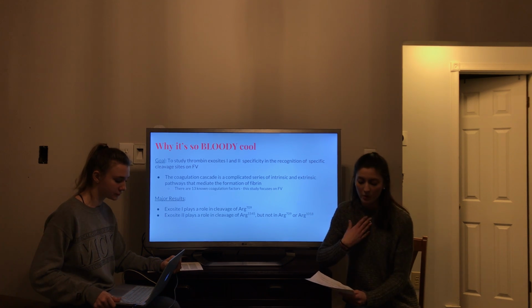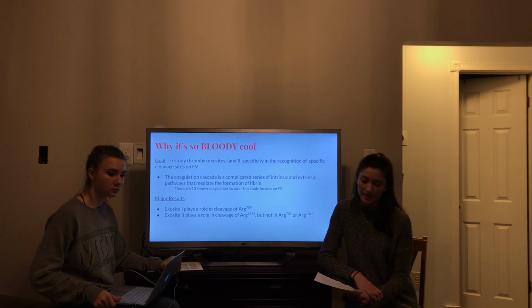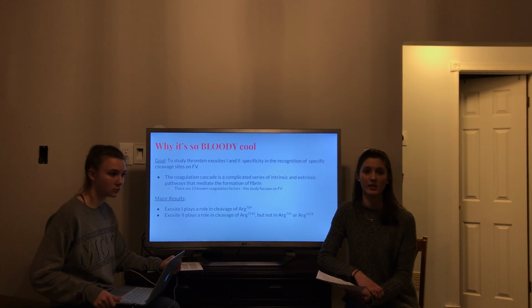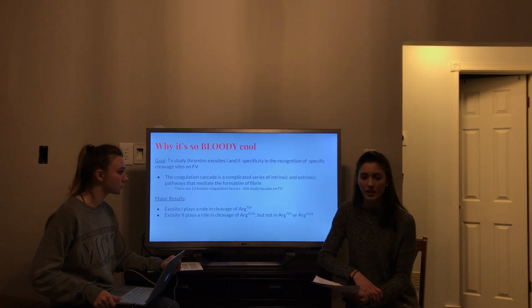As I said before, the coagulation cascade is a very complicated series of intrinsic and extrinsic pathways that mediate the formation of fibrin in that clotting process. Currently, there are 13 known coagulation factors. In this study, they specifically looked at factor 5.